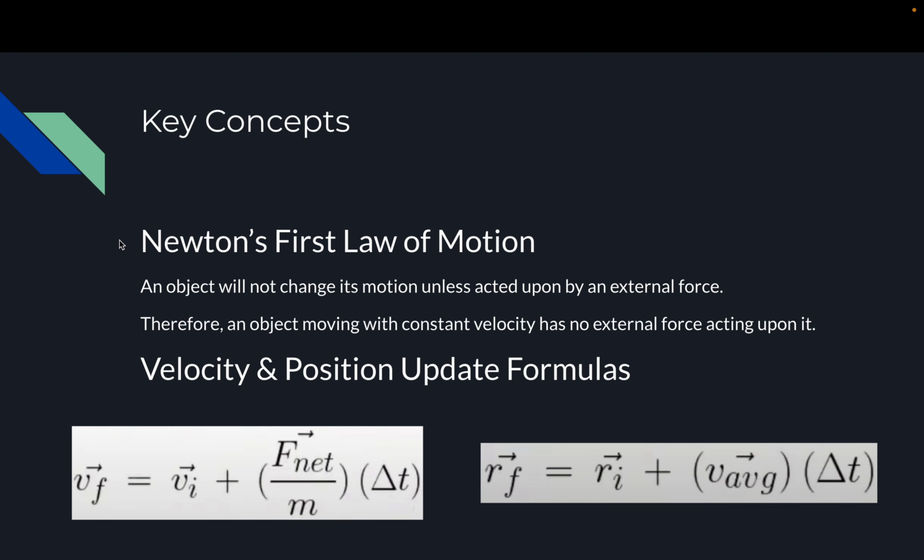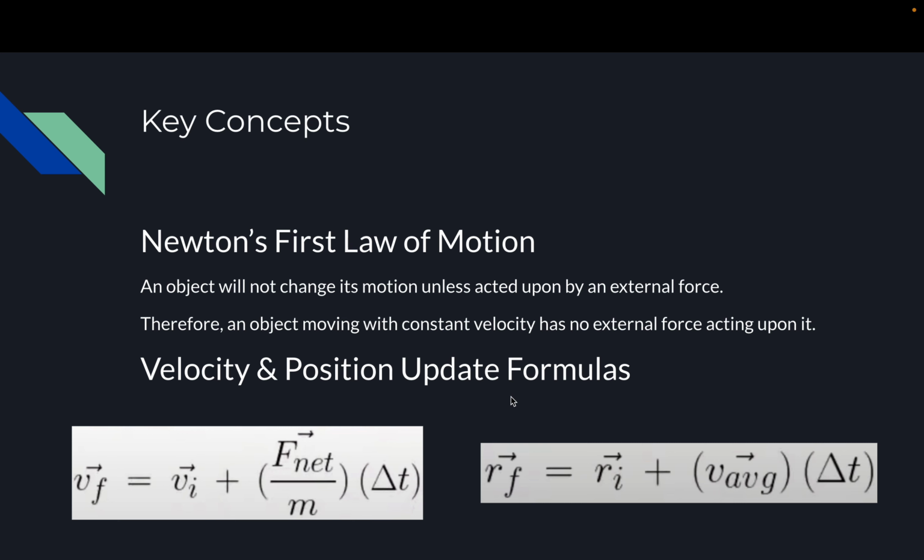So, first off, I'm going to talk about some key concepts, starting with Newton's first law of motion, which states an object will not change its motion unless acted upon by an external force. And therefore, an object moving with constant velocity has no external force acting upon it.